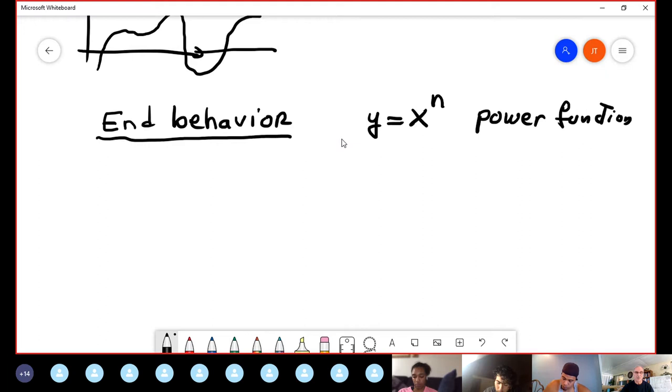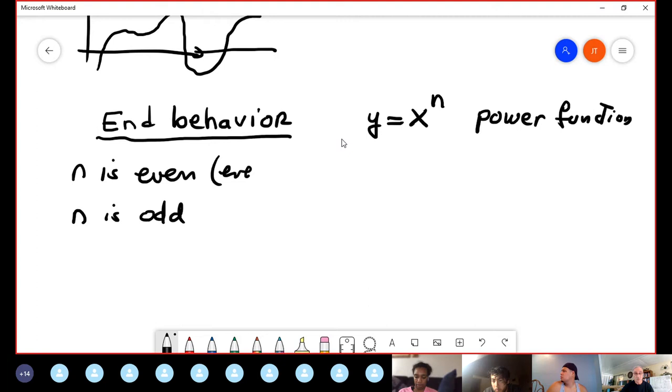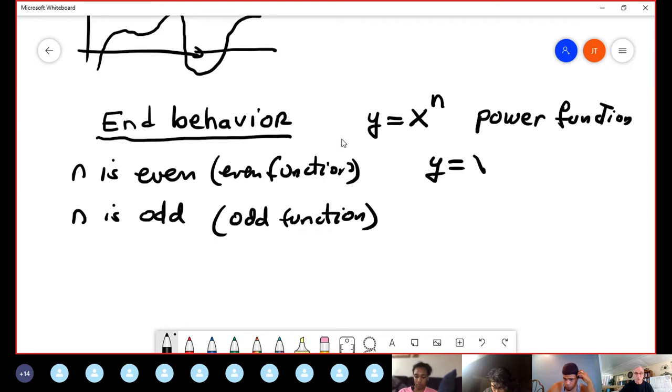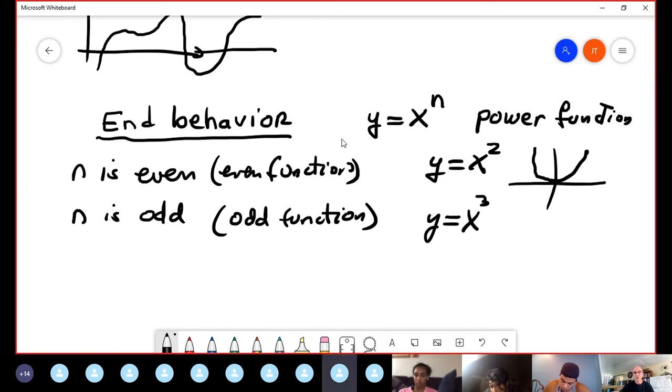And depending on whether n is an even number or an odd number, the function is an even function or an odd function. I want to explain using an example. Suppose y equals x squared. It's a parabola like that. In this case, it's a parabola. y equals x to the third power is an odd exponent. It's something like that.